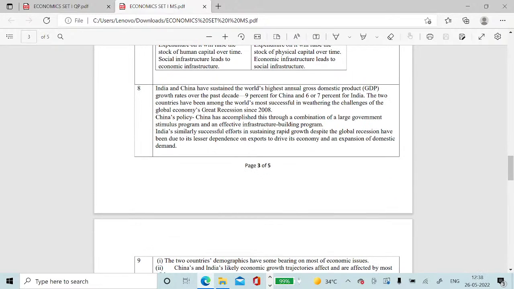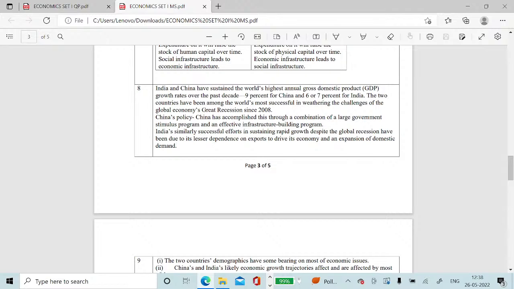Answer 8th. India and China have sustained the world's highest annual gross domestic product (GDP) growth rates over the past decade, 9% for China and 6 or 7% for India. The two countries have been among the world's most successful in weathering the challenges of the global economy's Great Recession since 2008.